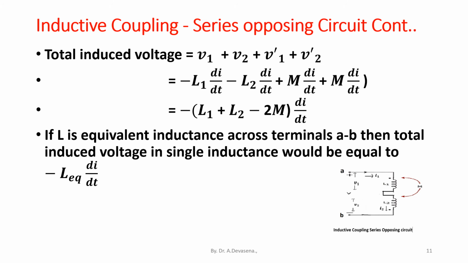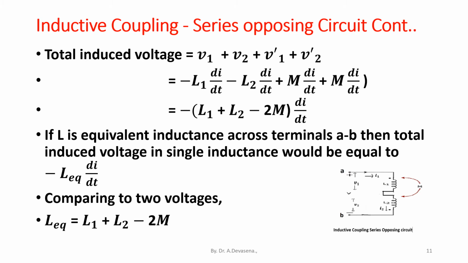If L is the equivalent inductance across terminals A and B, then total induced voltage in a single inductance would be equal to minus L equivalent di by dt. Comparing the two voltages, we get L equivalent is equal to L1 plus L2 minus 2M.